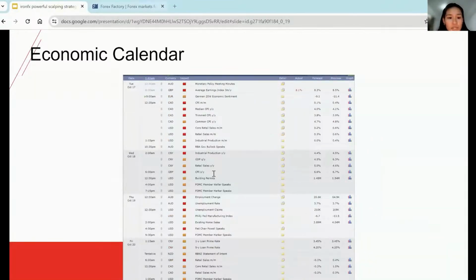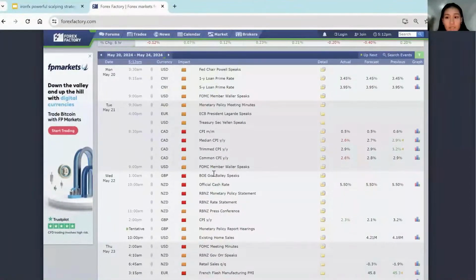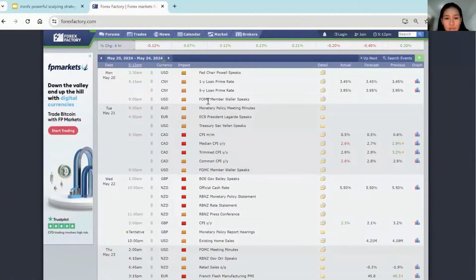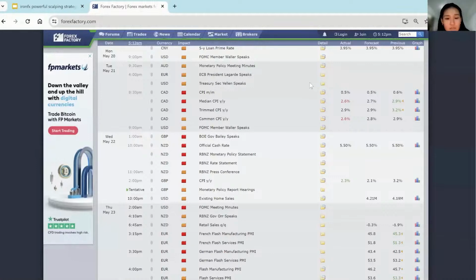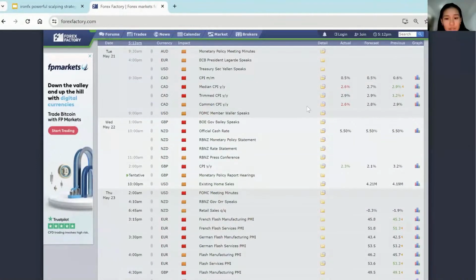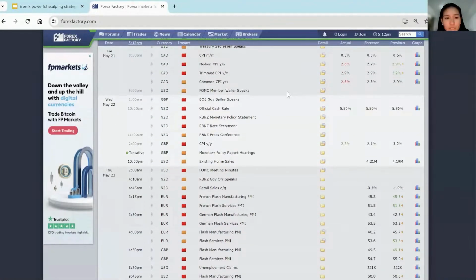If we look at the economic events for this week so far, on Monday we had US and China events. China's prime rates remained as forecasted and as the previous data. On Tuesday, yesterday, we saw Australia's monetary policy meeting minutes. We also had Canadian CPI data and US FOMC member Waller speaks.